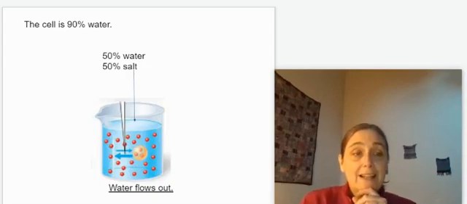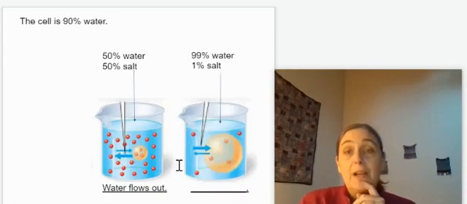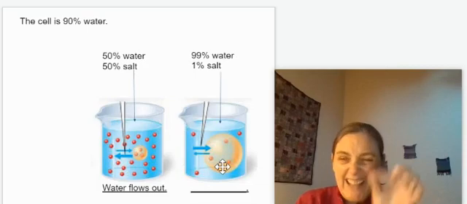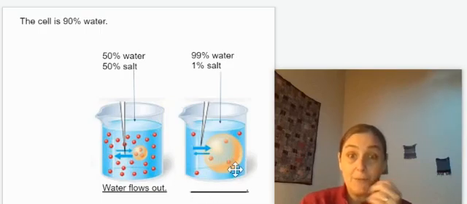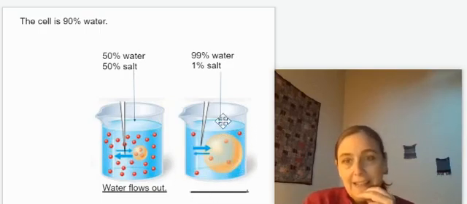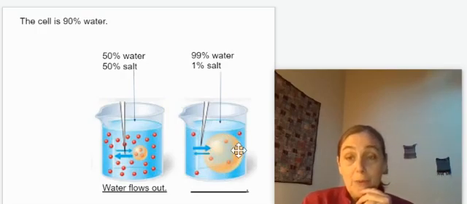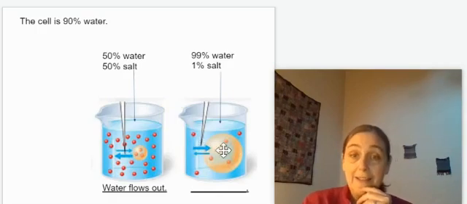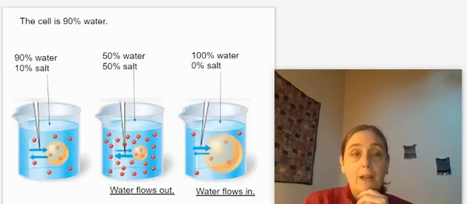Now, let's say instead we drop our cell into water, but we only add a tiny amount of salt, 1% salt. Well, if it's 1% salt, how much water is that going to be? It's going to be 99% water. So let's say it's 99% water out here, and it's still 90% water in the cell. Which way will the water go? It will go from high to low, and it will go into the cell, and the water will diffuse in. And the cell, if it doesn't have a cell wall, will explode.